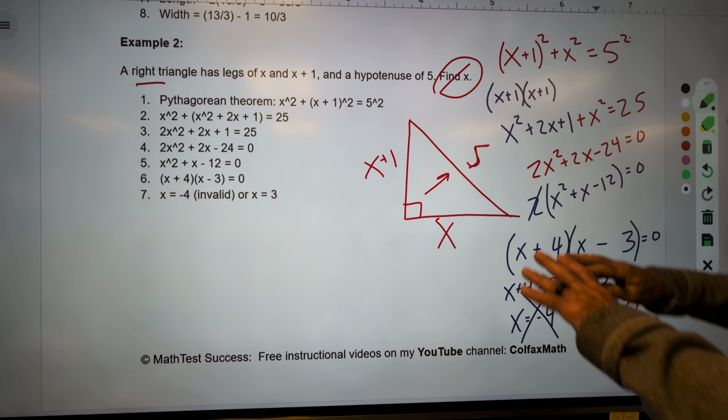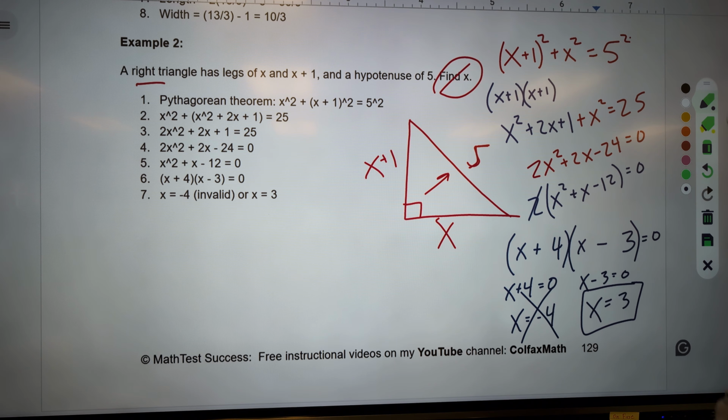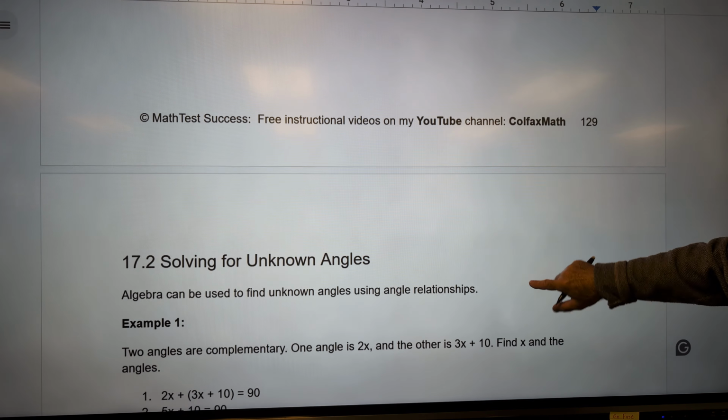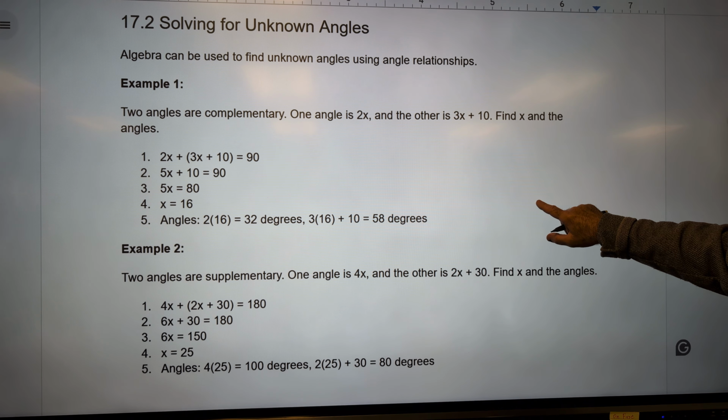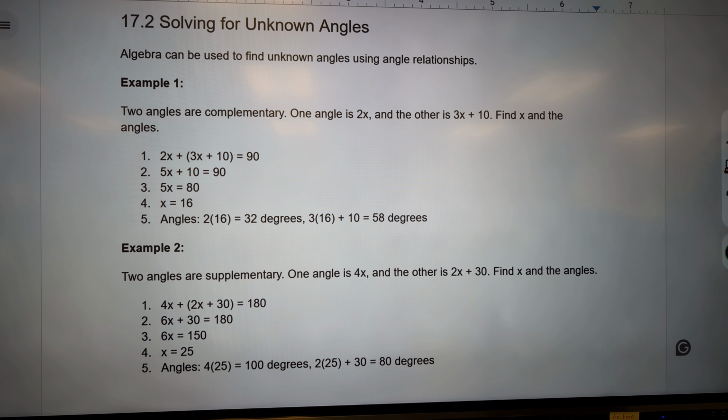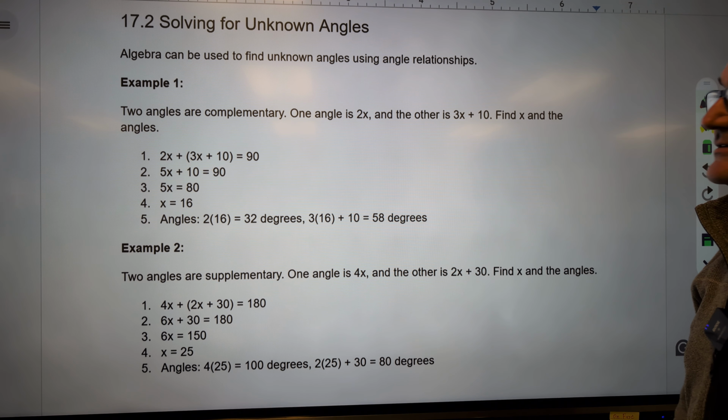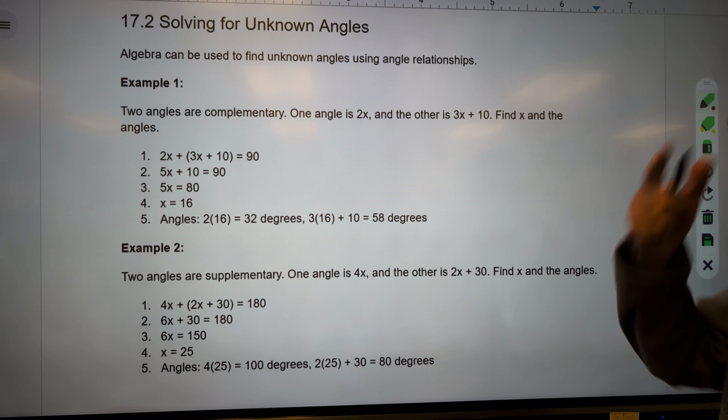A lot there. I mean, we're really using every previous chapter and coming up with these problems here. Okay, here's our next. Solving for angles. So this is a lot about complementary, supplementary, that vocab from previous chapters. Let's take a look at these.